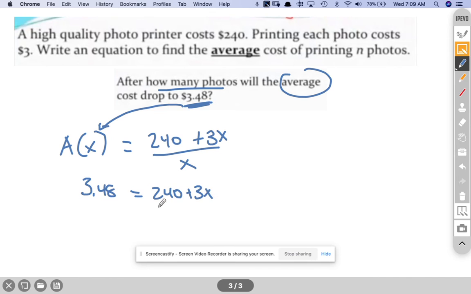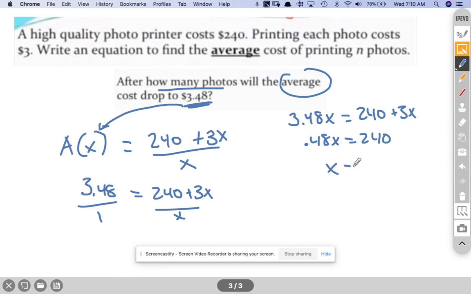Okay. Now I have no multiple fractions. I have two fractions equal to each other, so I can cross multiply. So 3.48x equals 240 plus 3x, which is times 1, but I don't write that because 1 times anything is that thing itself. And now I'll subtract the x's over to get 0.48x equals 240. And when I divide by 48 cents, I'm going to get 500. So what that means is I have to print 500 photos for that to be the average cost.